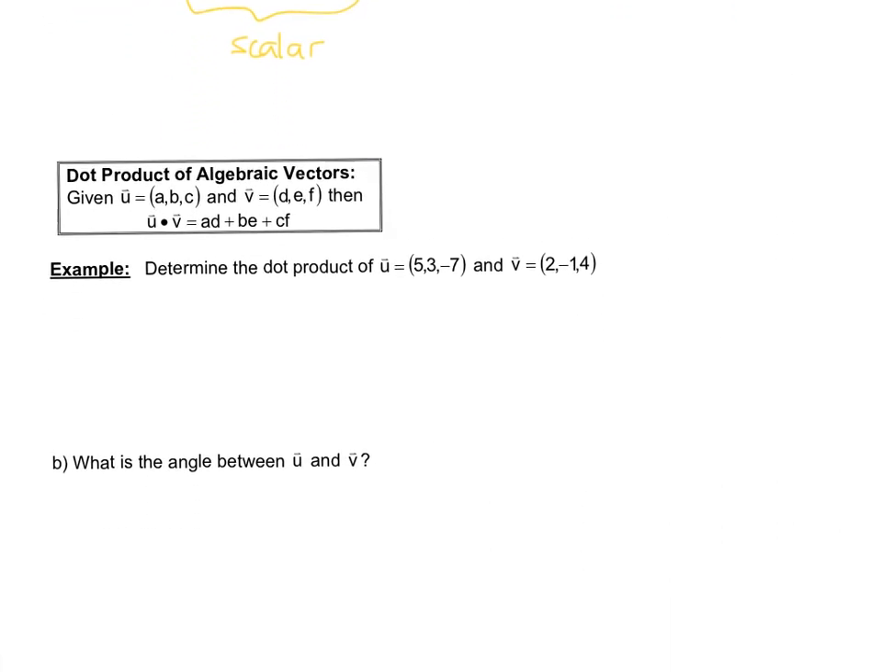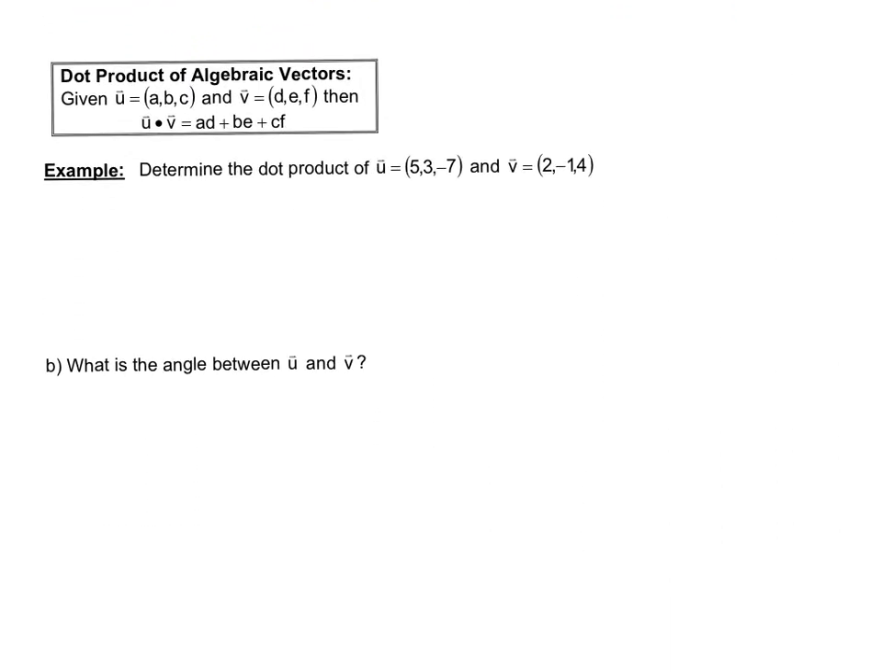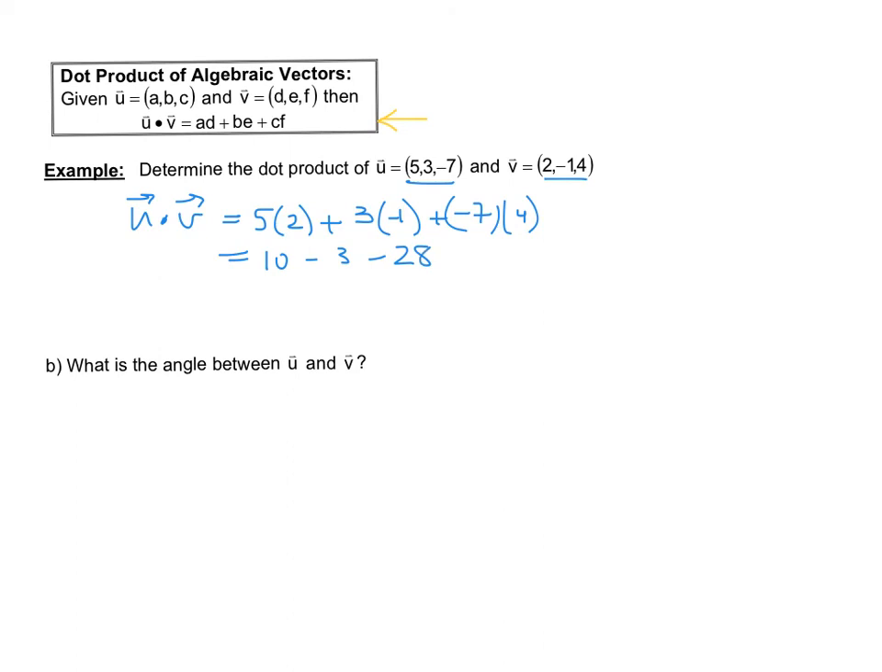So we have our summary here. Dot product of algebraic vectors would be given by this little formula here. So let's do the dot product of these two vectors. Nice and quick. U dotted with V would equal first component times first component plus second component times second component plus third component times the third component. So we get a 10 minus 3 minus 28 minus 31 plus 10 would be minus 21 there.